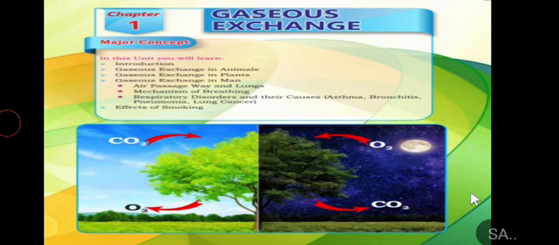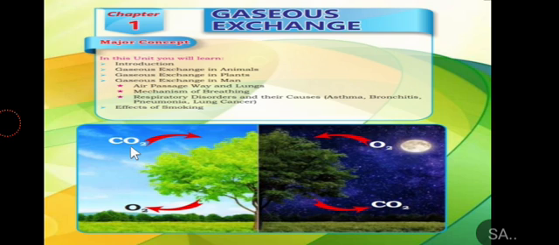Dear students, as you can see the picture of a tree, this is the daytime while this is the nighttime. I will show you how the plants exchange different gases in the daytime and during the nighttime. So here, as you know, plants prepare their food with the help of photosynthesis, and during this process light is required.